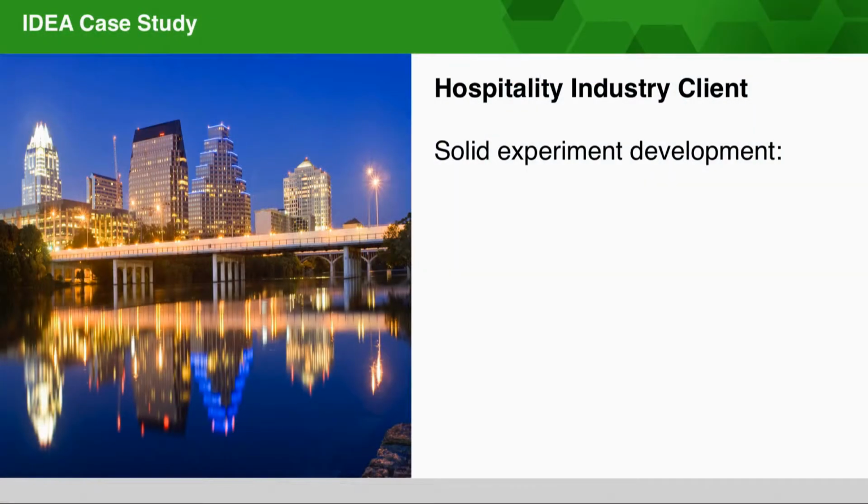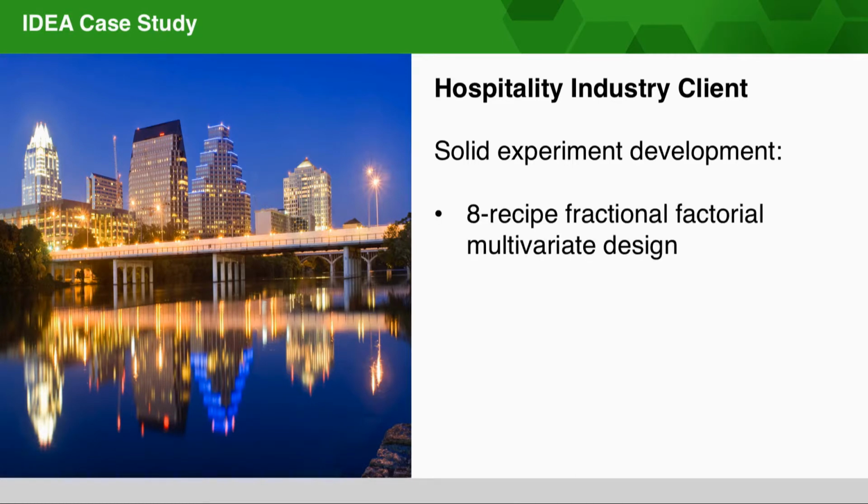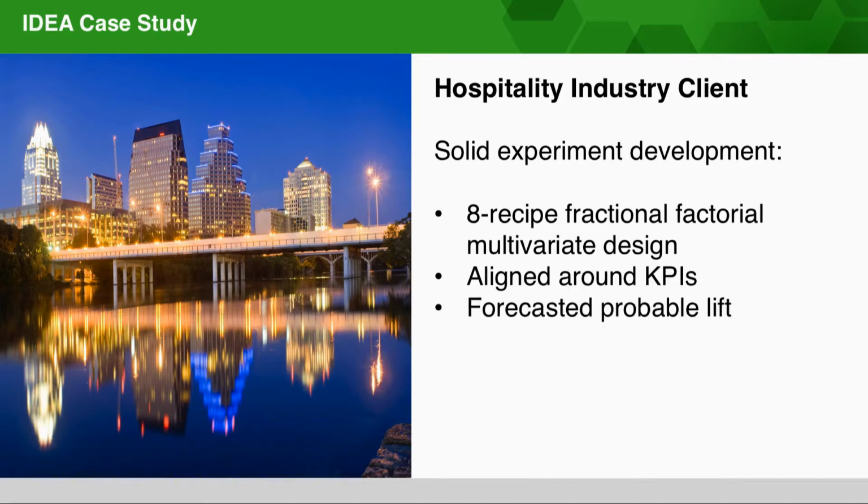And because this was a big bet, we really needed to dot our I's, cross our T's. We did really solid experiment development in the planning phase. We ended up deciding to do a fractional factorial design with 8 recipes. We chose those really carefully. And we aligned around the KPIs.